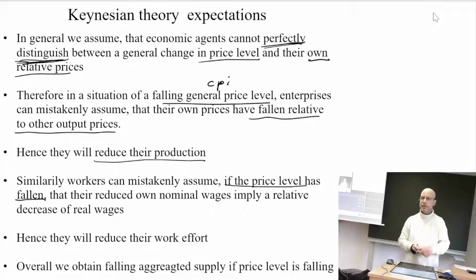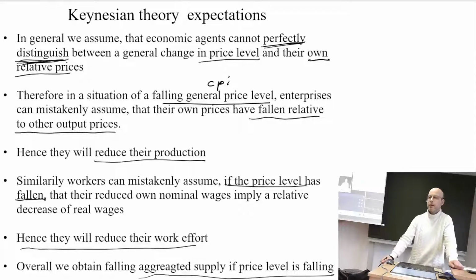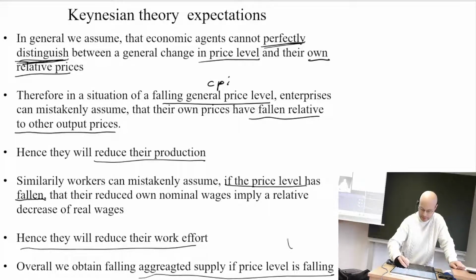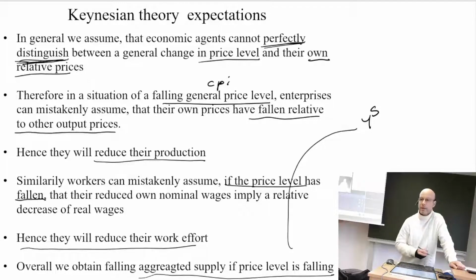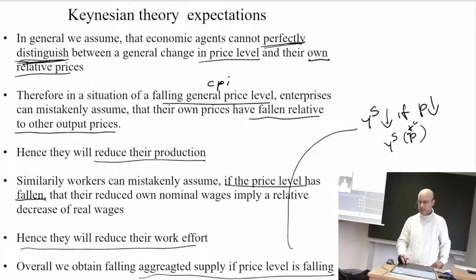And if I, in general, reduce my labor input, of course, overall production in my economy will also be reduced, and we again obtain the dependence that total supply will fall if prices are falling, and again we have the same direction of the movement of prices and supply, so Ys of P is still this positive dependence.